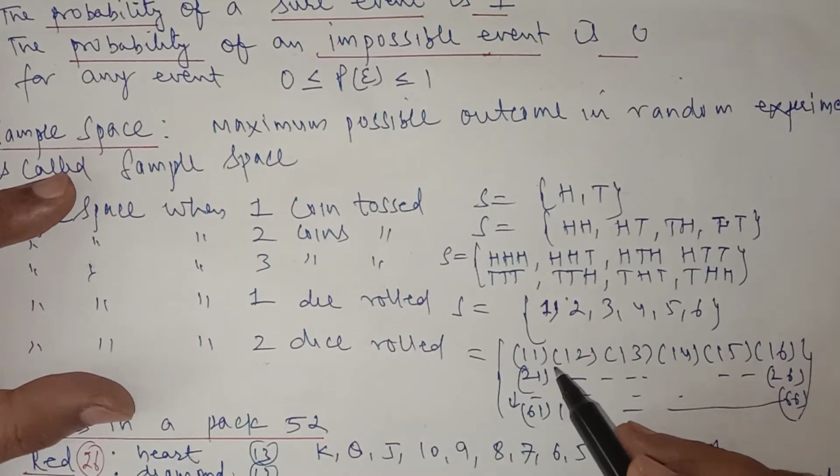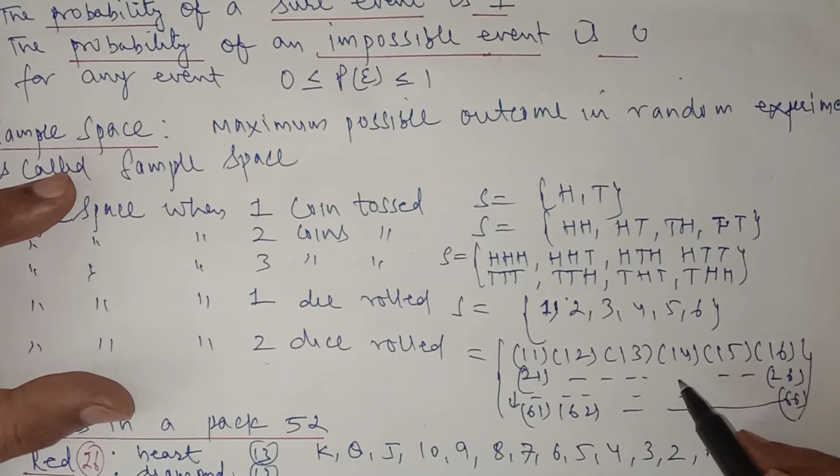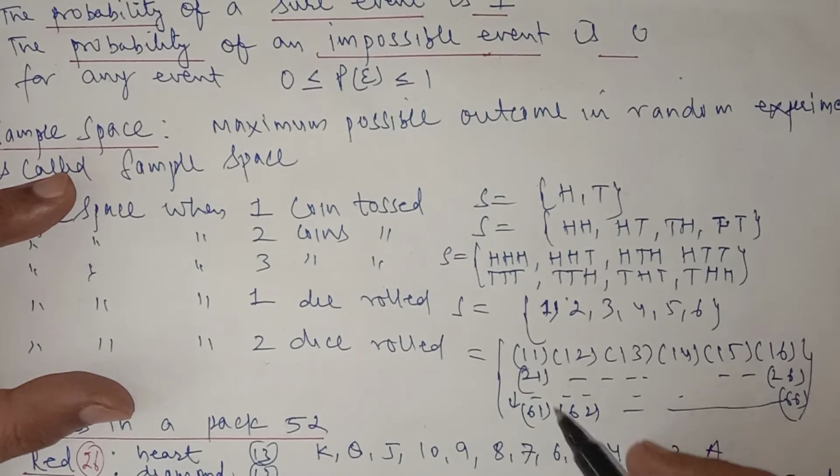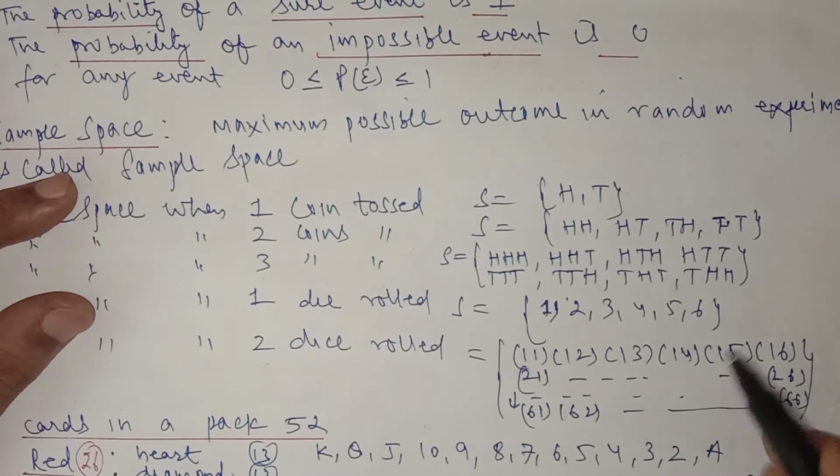Now, what does this 1,1 mean? It means 1 on the first die as well as 1 on the second die. 1,2 means 1 on the first and 2 on the second die, and so on. Similarly, suppose we are getting 2,3. So 2,3 means the number 2 on the first die and number 3 on the second die, and so on. There are total 36 possibilities when a die is thrown twice or two dice are rolled once.